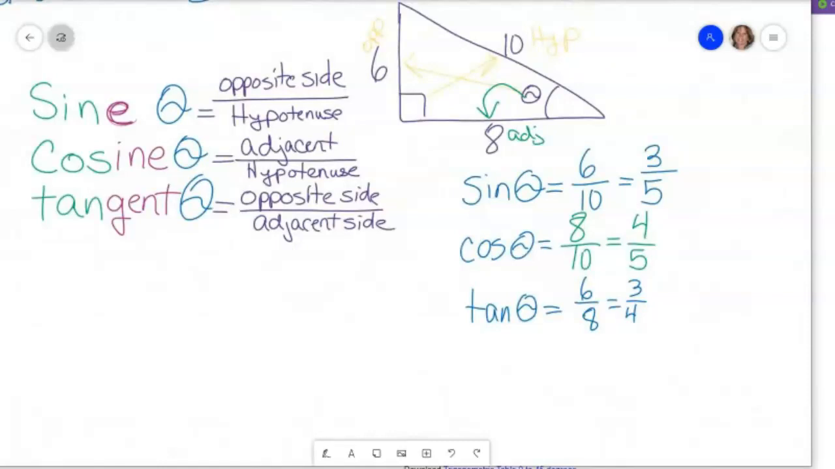Okay? And again, just remember, these are numbers, so we've got to treat them as such. Each one of these represents a value.